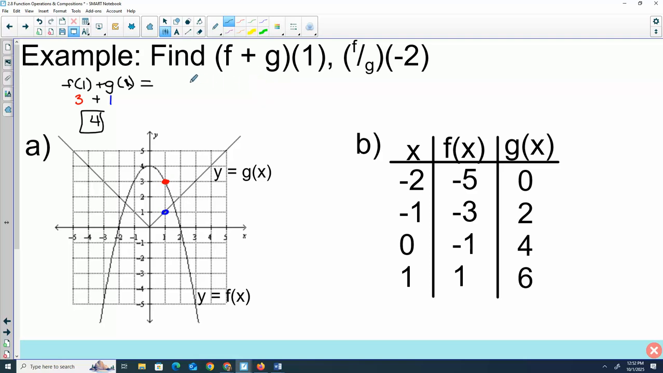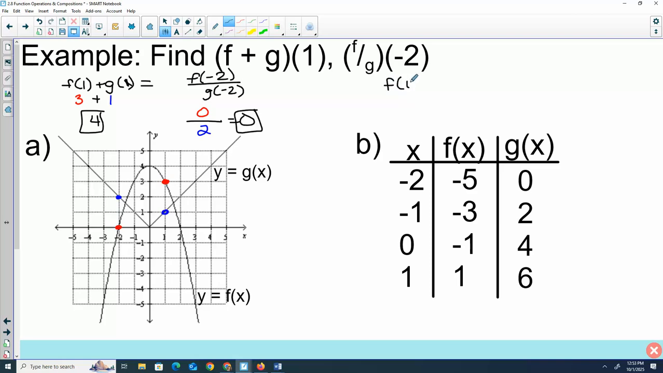If I ask for f divided by g of negative 2, so we have to do f of negative 2 over g of negative 2. On function f, so my parabola, when the x is negative 2, what's my y? 0. On function g, when the x is negative 2, what's the y? And 0 divided by 2? So do we remember evaluating our functions from graphs? So we could work with those. We can also do it from a table.